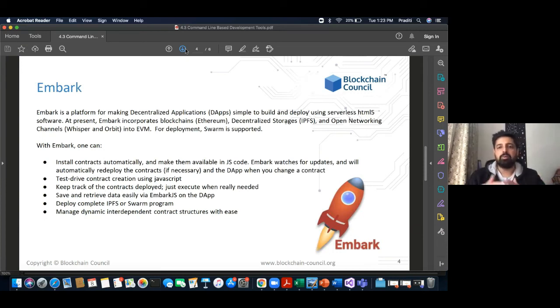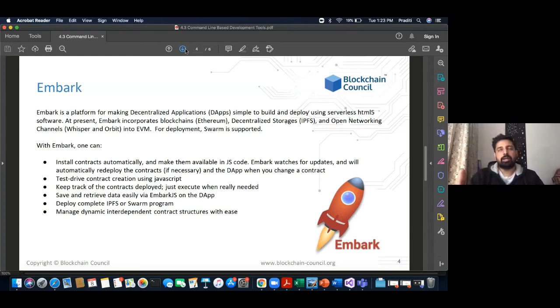Talking about Embark, which is another platform for making dApps, to build and deploy using serverless HTML5 software. At present, Embark incorporates blockchains, decentralized storage like the InterPlanetary File System, and open networking channels like Whisper and Orbit into EVM. For deployment, Swarm is supported. With Embark, one can install contracts automatically and make them available in the JavaScript code. It watches for updates and will automatically redeploy the contracts and the dApp when you change a contract.